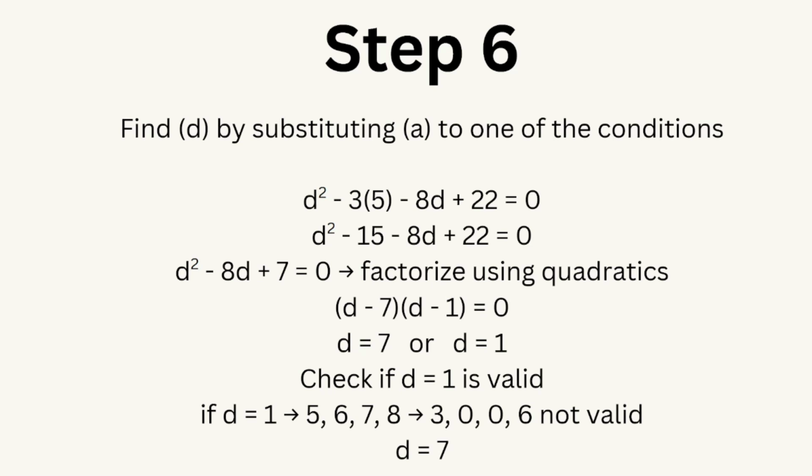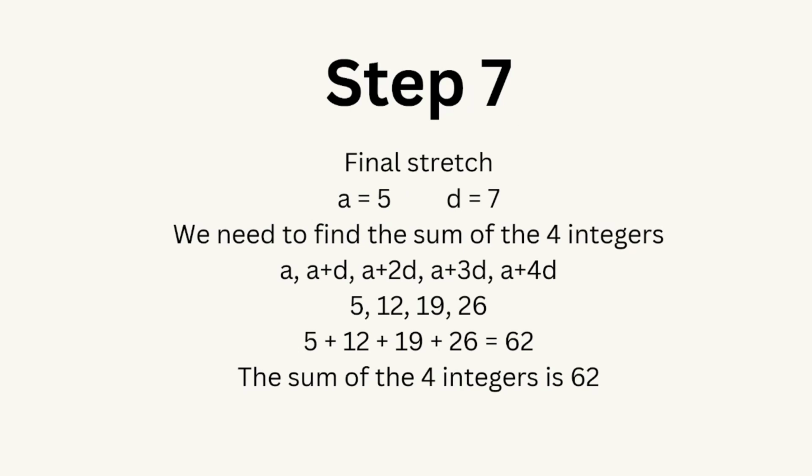Now that we know a and d, we can go to step 7, which is the final stretch. We need to find the sum of the 4 integers, which are a plus d, a plus 2d, a plus 3d, and a plus 4d. Since we know a and d, we can just substitute them in. I saved the hassle of substituting it. Now it's just right there. The answer is 5, 12, 19, and 26.